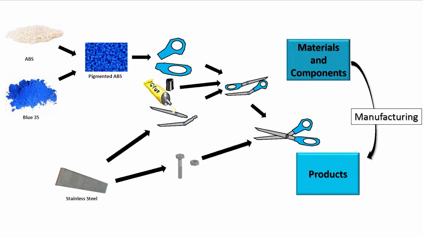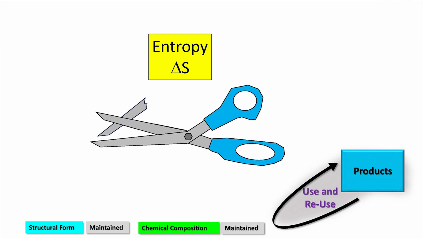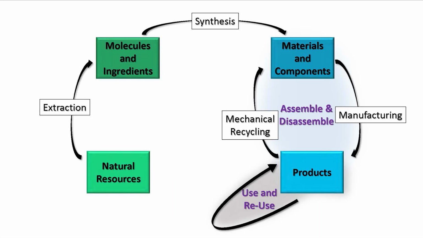Now, if we can keep this pair of scissors in use and reuse, that will be great. So we want the products to stay in use and reuse for as long as possible. And if we could do that, that would be cool. If we could hold the structure of the product and hold the chemistry of the product constant, this would last forever. But that would violate the laws of thermodynamics. Stuff happens. And now what happens? When that stuff happens, we gotta go to the next step.